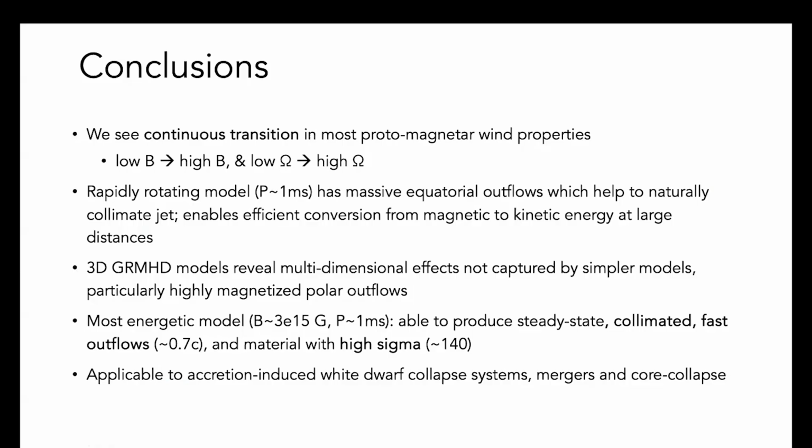But because it's collimated, it also enables efficient conversion from magnetic to kinetic energy at large distances, which is helpful to explain the high Lorentz factors that we observe in the jets from GRBs. And so from our models, I think we've revealed multidimensional effects that are not captured by simpler models, particularly in the polar outflows.